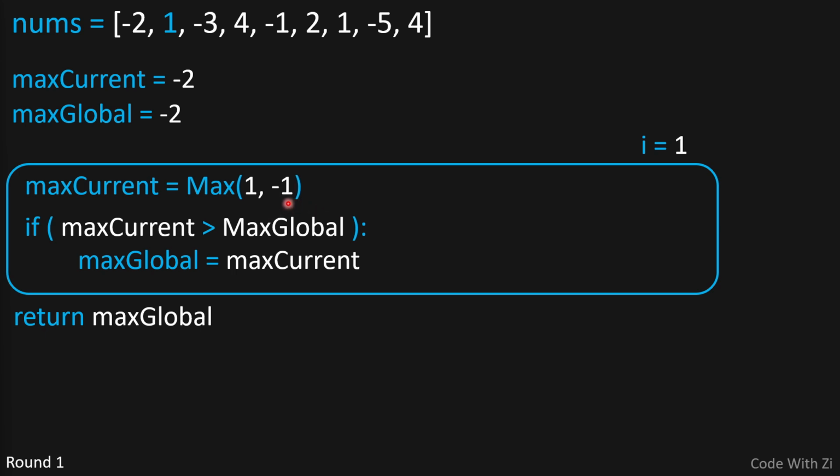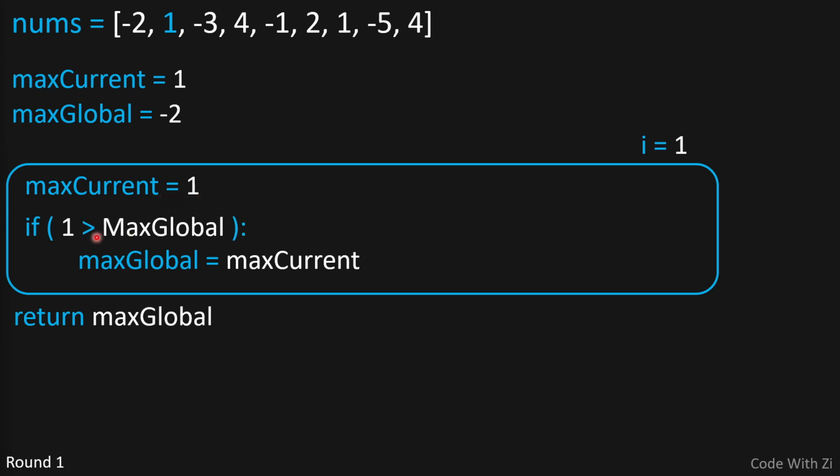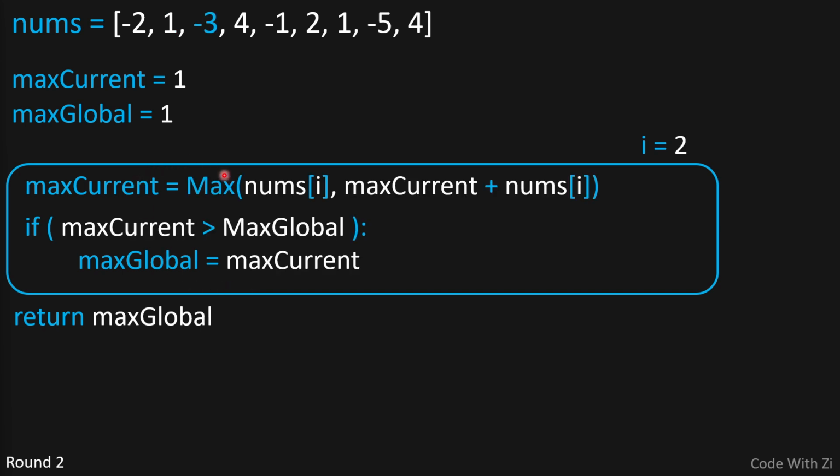So -2 plus 1, that's gonna give us -1. Which one of these two numbers are greater? Well, 1 is greater, so we're gonna say max current is gonna be equal to 1, like so, and now max current has been updated. Then we're gonna say if max current, which is 1, is greater than max global, which is -2, update max global to be equal to max current, like so, and now max global is gonna be 1.